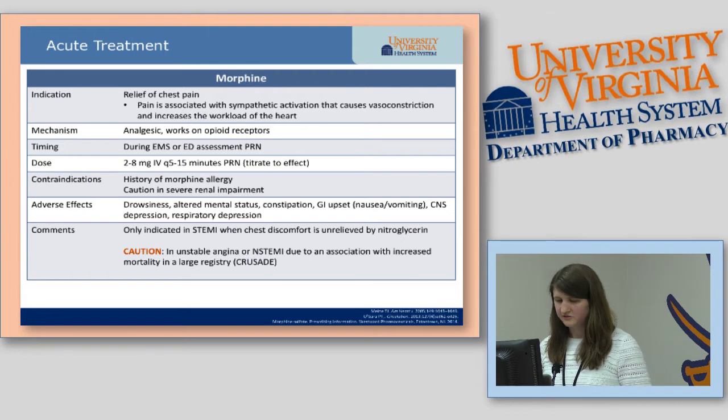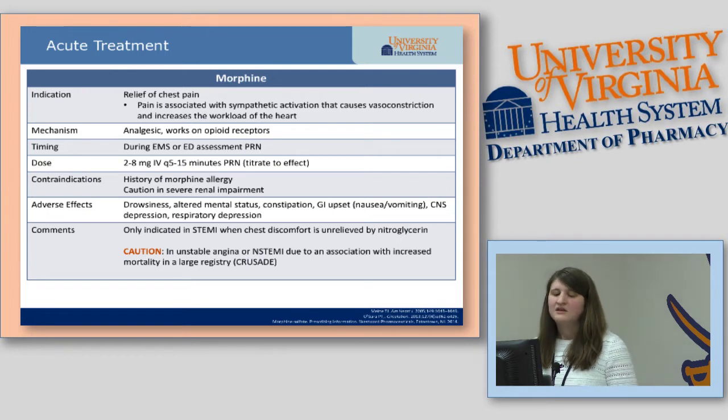We have M for morphine. This is indicated for the relief of chest pain. And morphine, compared to other opioids, has beneficial hemodynamic effects. So it can decrease the heart rate, the blood pressure, and venous return. Unfortunately, though, a lot of data has come out recently that morphine can decrease the antiplatelet response. So this makes it not an ideal agent, as we'll discuss later. We use a lot of antiplatelets in treating ACS. So if we're inhibiting how well those medications are working, that might not be ideal.